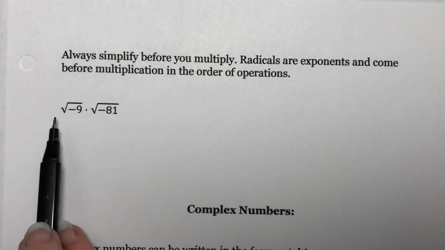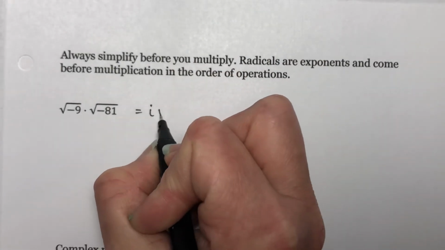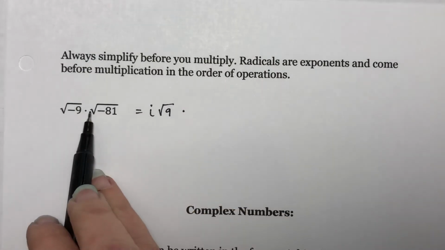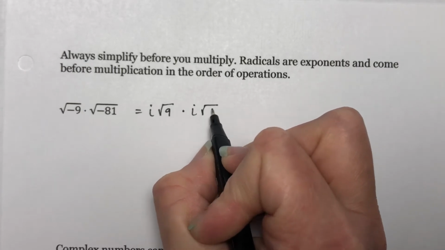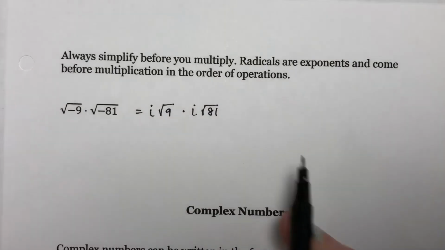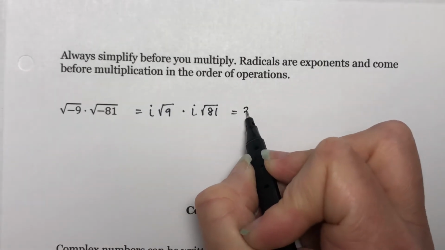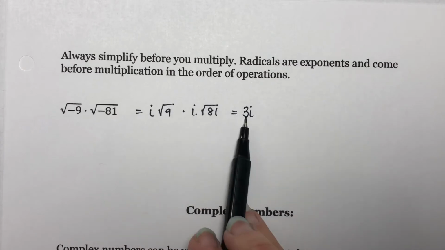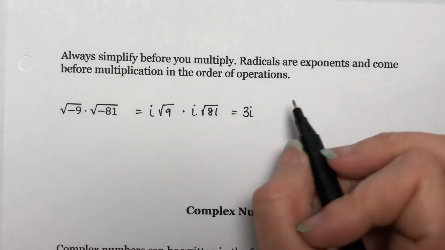So if I take the square root of -9, that's equal to i times the square root of 9, times the square root of -81 would be i times the square root of 81. Now both of these simplify. The square root of 9 is 3, so I write 3i. We put the i in front of a radical, but if we're able to simplify it completely, we treat it more like a variable. We put the 3i, okay?